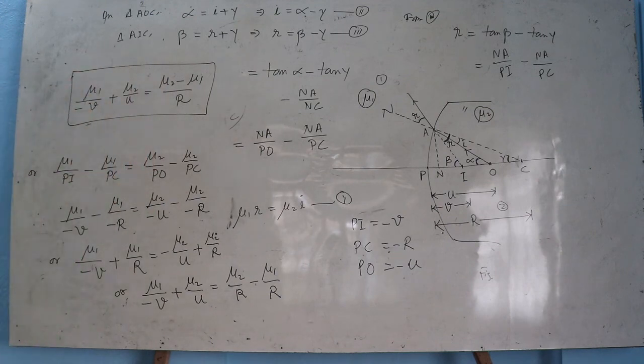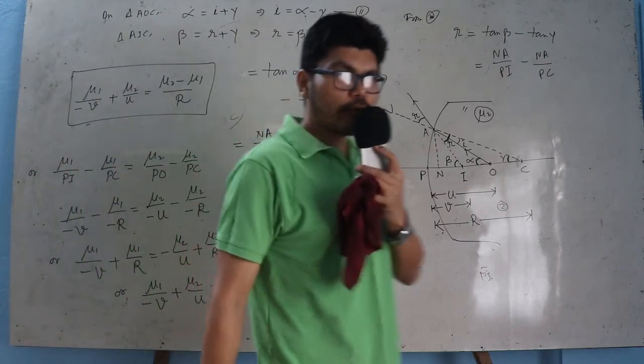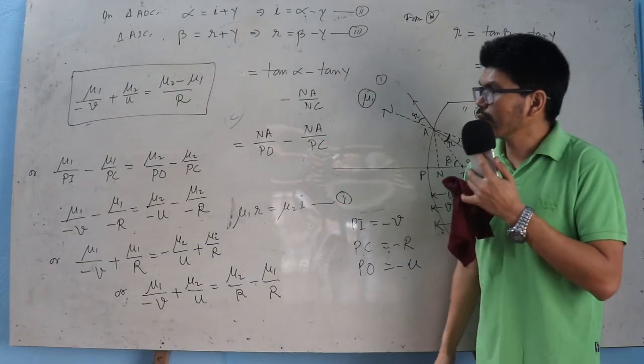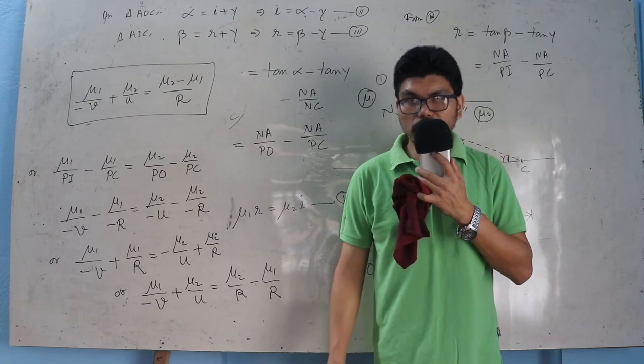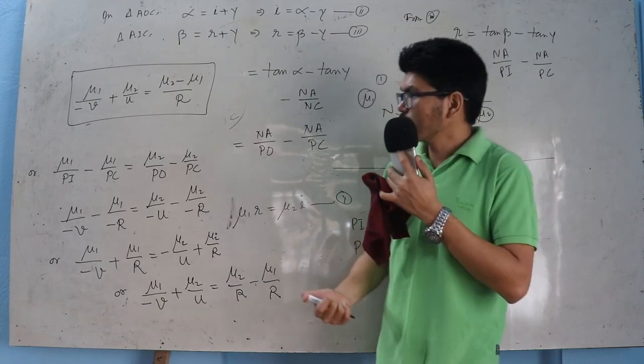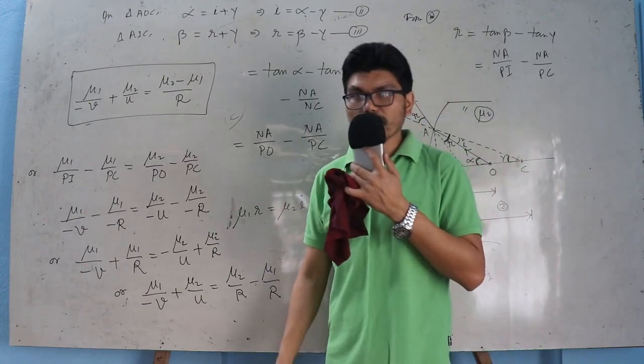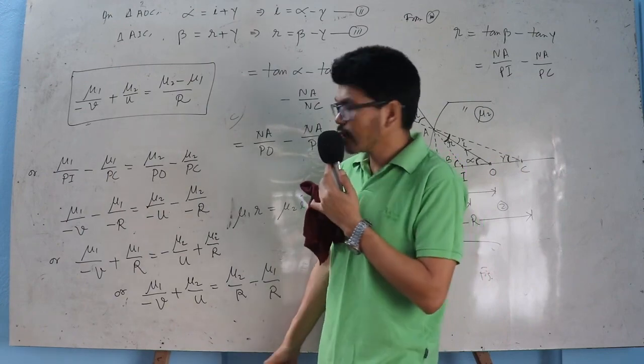So this is the equation that we have derived, and I hope you can understand the derivation. And for further classes, in the next class, we'll talk about the lens maker's formula. And for today, we'll stop here.